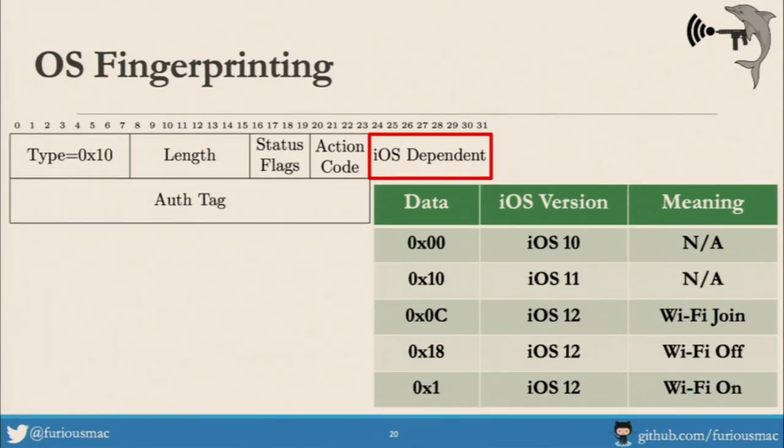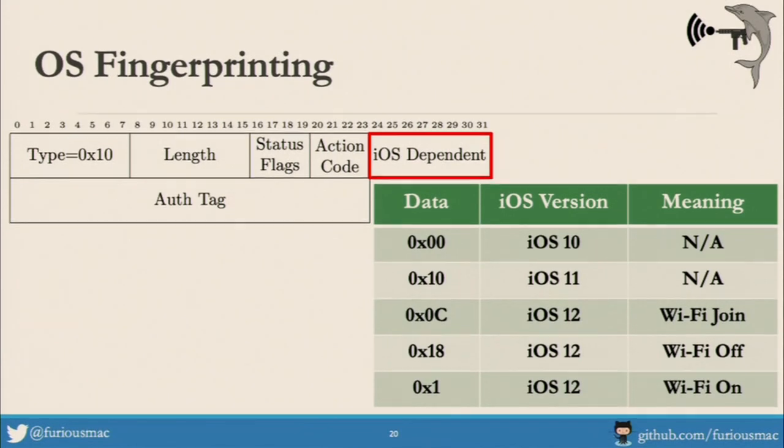And then the next field we actually found to be iOS dependent. Depending on the iOS you're running, it had different values in the field. For example, iOS 10 had 0, iOS 11 had hex 10. And then starting in iOS 12, they started having three different values. We noticed that they correlated to whether your Wi-Fi was on or off, or if you were actively joining a Wi-Fi network. So this allowed us to fingerprint iOS 10 through 12.